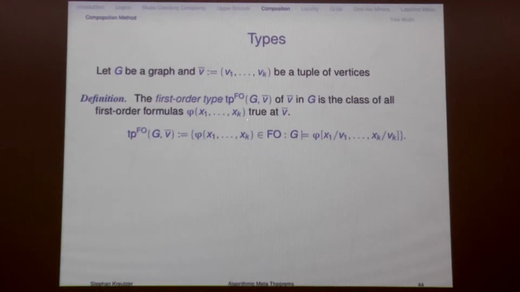This one here, the type, and then this is the logic. First order will also be MSO types and so on. The type of this tuple in the graph G is just a class of all first order formulas with k free variables which are true at this set of vertices v. So formally, this is the type. It's just a set of all these formulas with variables x1 to xk, which are free. It's a first order formula, and this formula is true in the graph G if we interpret x1 by v1 and up to xk by vk.